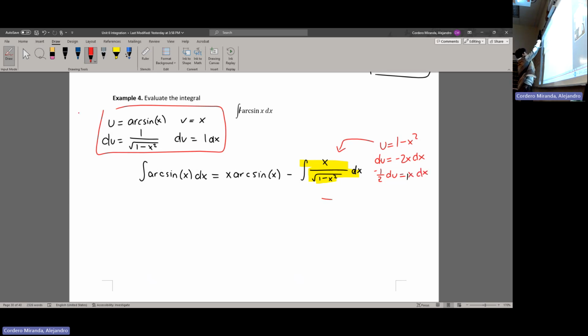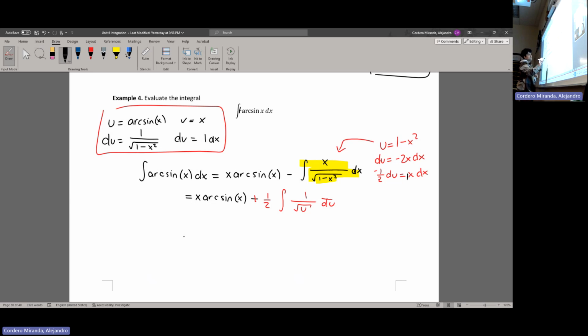And so now this turns into x times arc sine of x minus, okay, and then for the second integral, it's going to be minus negative 1/2, so plus 1/2 integral of 1 over square root of u du. Okay, what's the antiderivative of that? Well, just rewrite it as u to the power of negative 1/2, and then go from there.